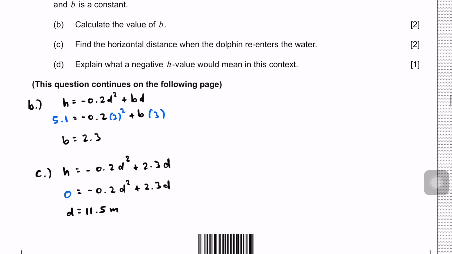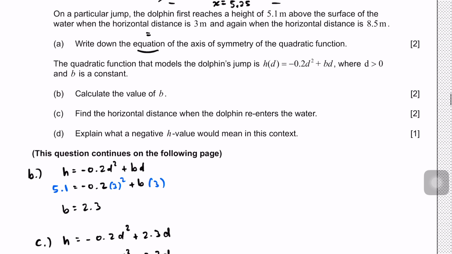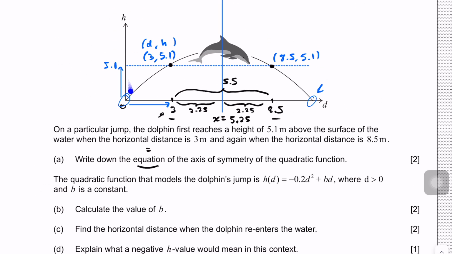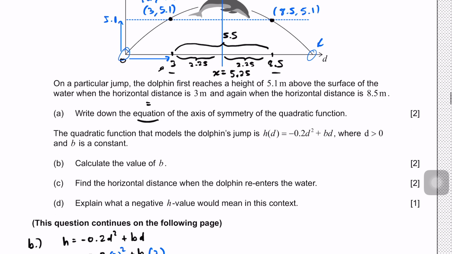Okay, let's go on to part D. Part D is just a 1-mark question. Explain what a negative h value would mean in this context. Okay, well, h is the height above the surface of the water. So this is 5.1, for example. H means the dolphin is 5.1 meters in the air. A negative h value would mean that the dolphin is under the water.